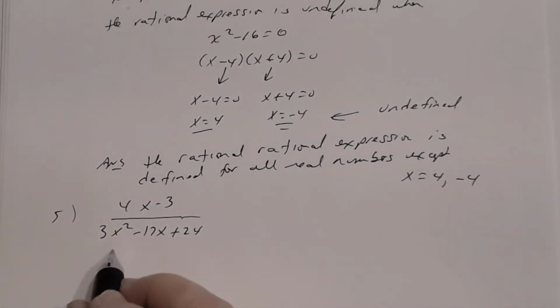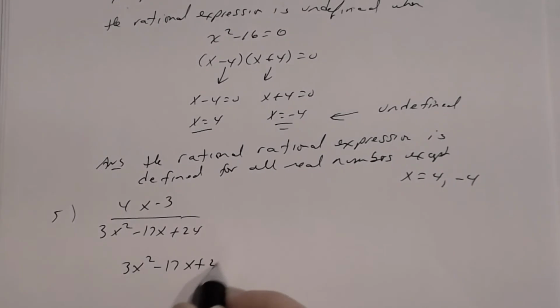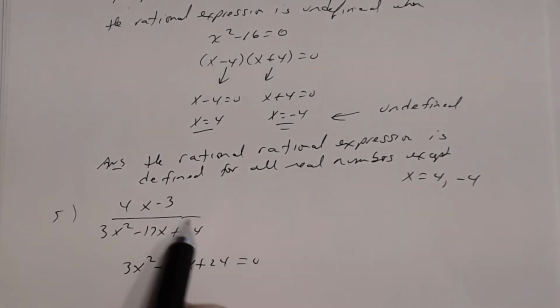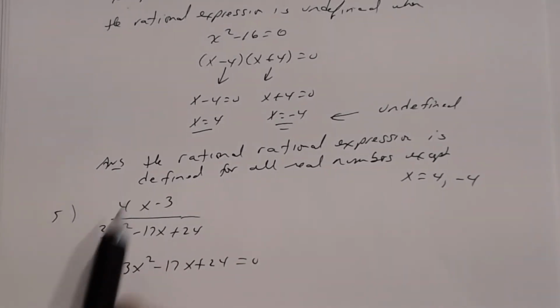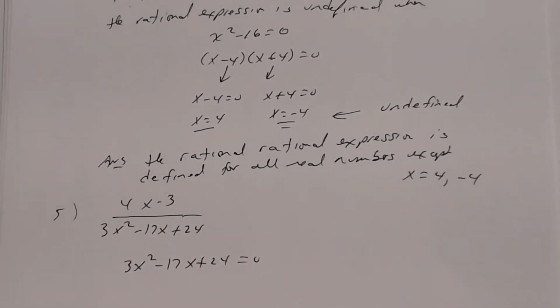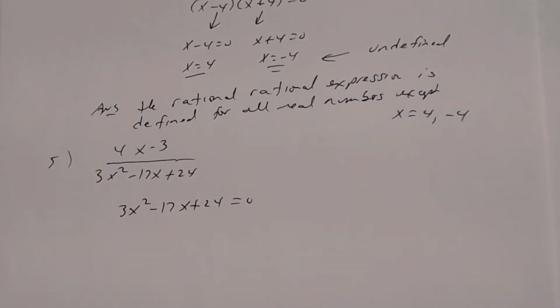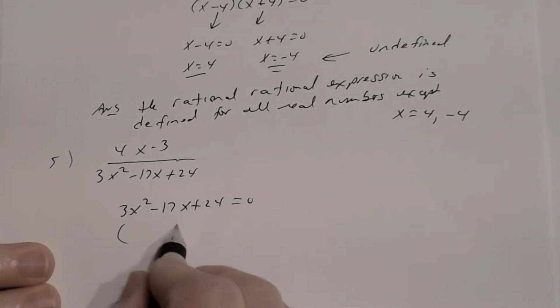So I have to take this denominator and set it equal to 0, because remember, a rational expression is undefined when the denominator is 0. It doesn't matter what the numerator is. So notice in none of the problems, either in this lesson or the previous lesson, did we set the numerator equal to 0. All right, and notice I have this quadratic equation. It's in standard form, in descending order. So all I do is I factor this.